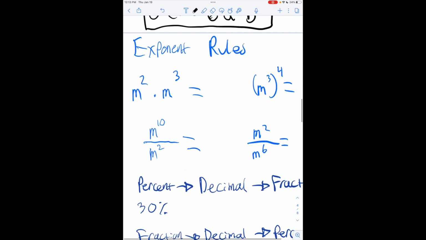Exponent rules. The key to exponent rules is you have to have the same base, which we do here. We have m. When I multiply two numbers with the same base, I actually add their exponents. So 2 plus 3 gives me m to the 5th.